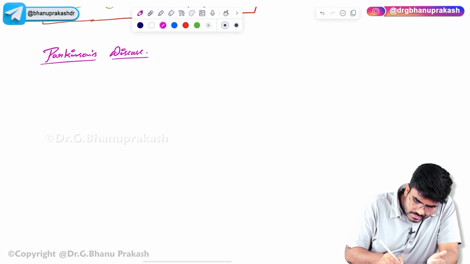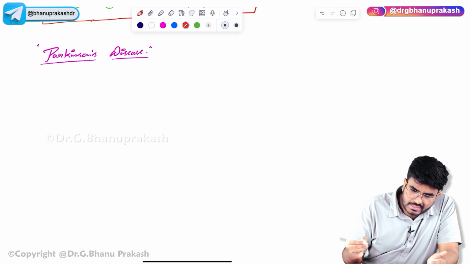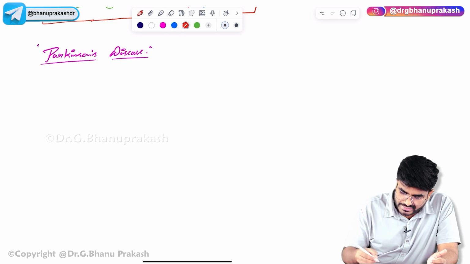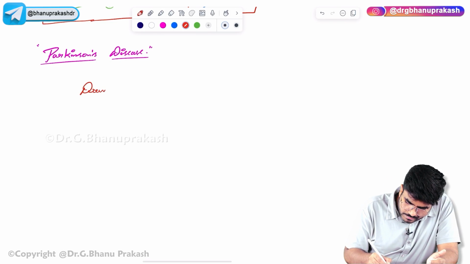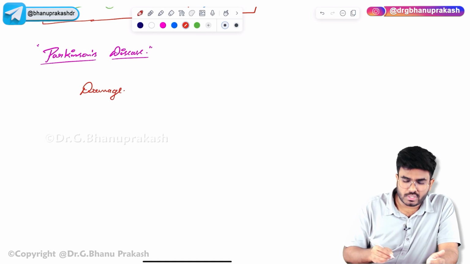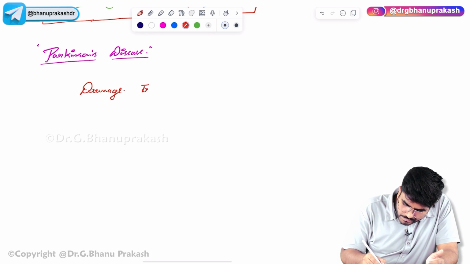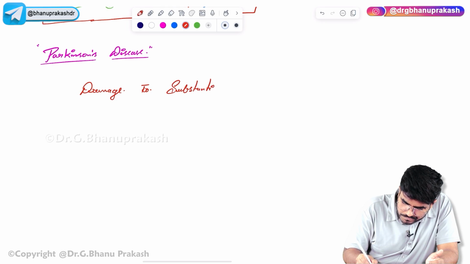So what exactly is the problem in Parkinson's disease? See, it's a degenerative disease of the substantia nigra. So there is damage, degeneration of the neurons, damage to the substantia nigra.